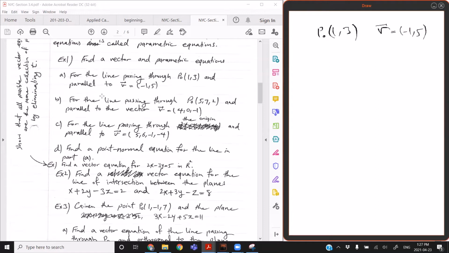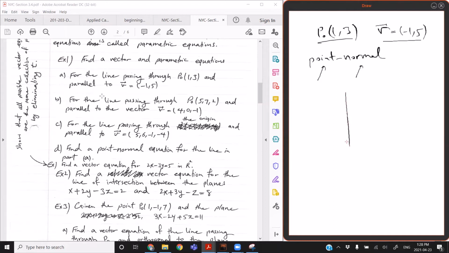In order to be able to write a point normal equation for a line in R2, we need a point, which we already have, and we need a normal. But what is a normal? A normal is a vector that is orthogonal to the line. This vector that is given here is not orthogonal to the line, it's parallel to the line. However, we can easily find a vector that is orthogonal to the line.